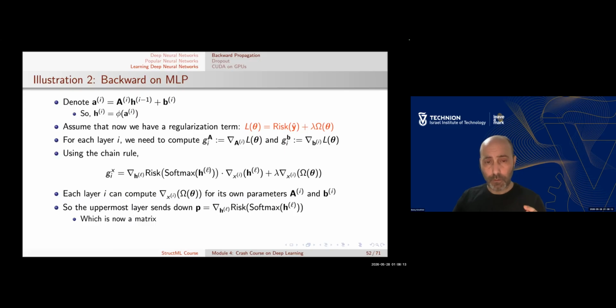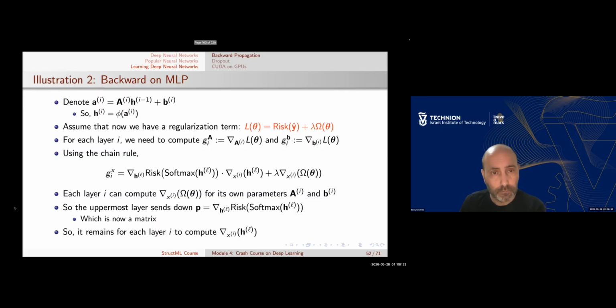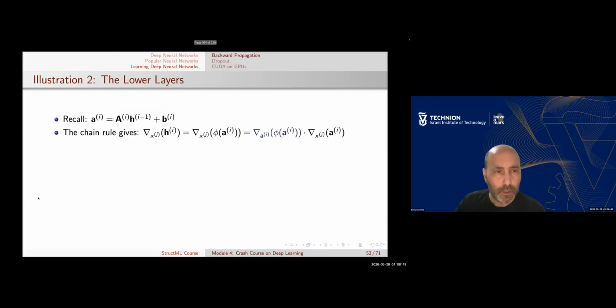What we need to do now is the uppermost layer computes this part, this gradient on HL, which is something that we can compute without looking at the previous layers. This is our P, and we're going to send it to the lower layers. And now P is a matrix. Okay, so it remains for the layer i to compute the derivative of our parameters on HL. And that's what we're going to do.